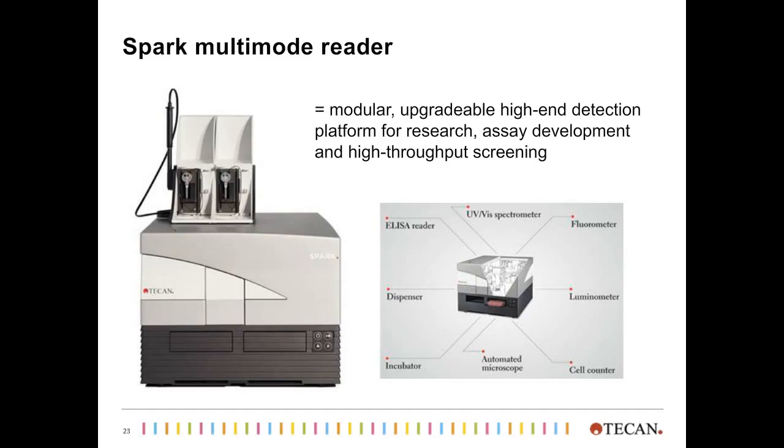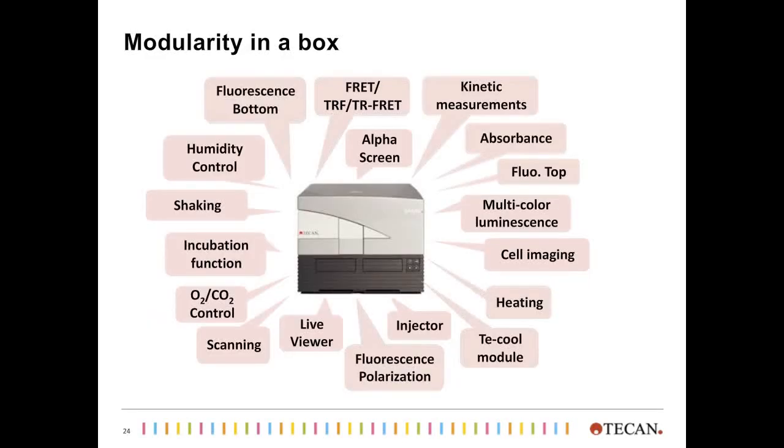The Spark is a multi-modular reader platform that combines a number of different functions and readout modes for all kinds of research objectives and application requirements. It is a spectrometer, it is an ELISA reader, it is a dual channel dispenser, it can be used as a luminometer, as a cell counter, and even as a semi-automated microscope, all in one box. As you can see, the Spark unites many different functions and modules.